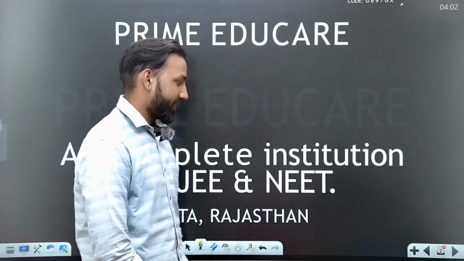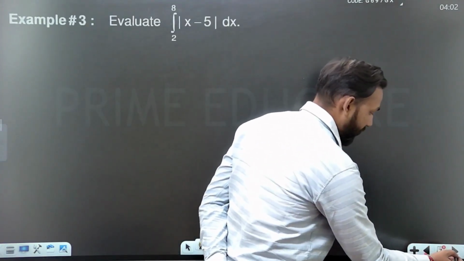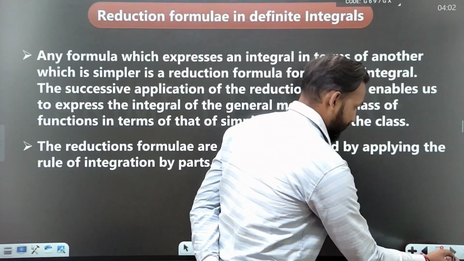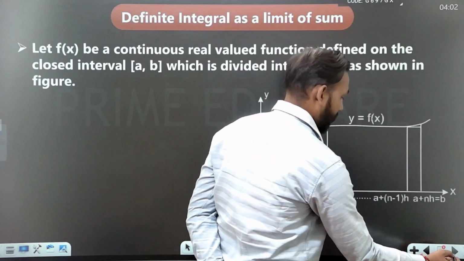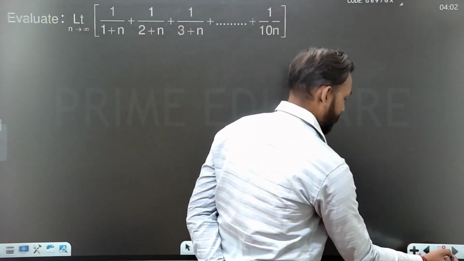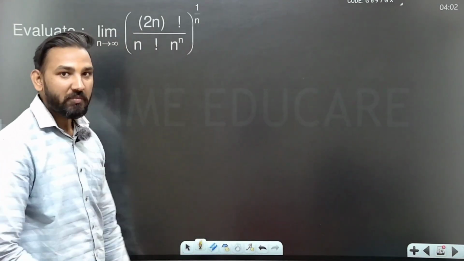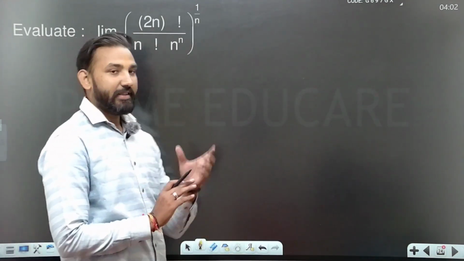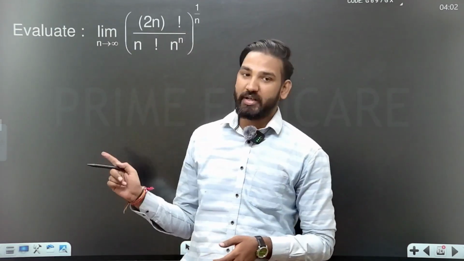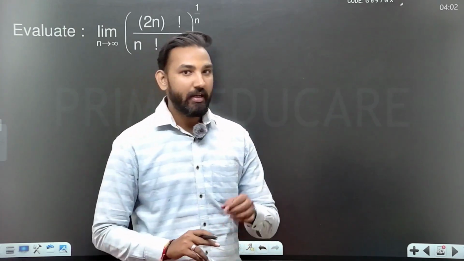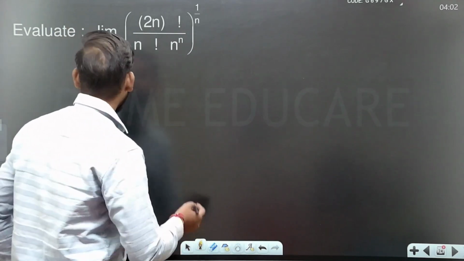Today we discuss the limit which we have discussed in the last lecture. In the last lecture we discussed it by definite integral, but this limit is not that type, right? Now we discuss this limit, that how it is calculated, right?